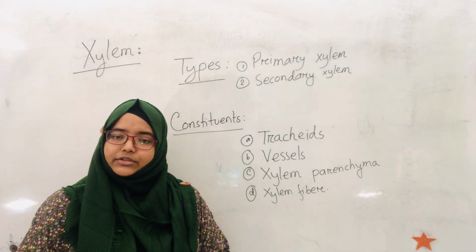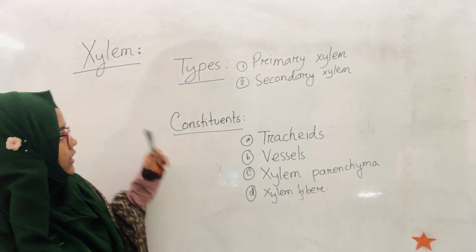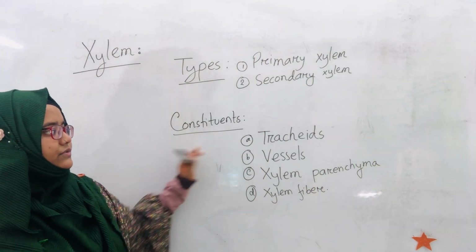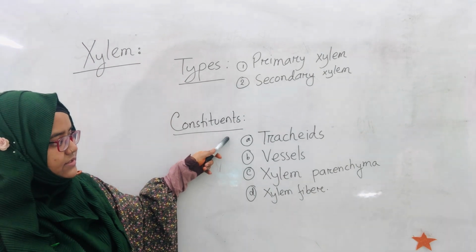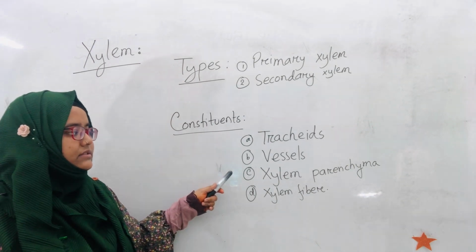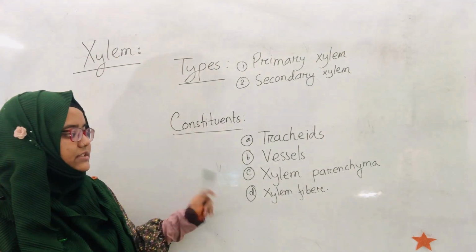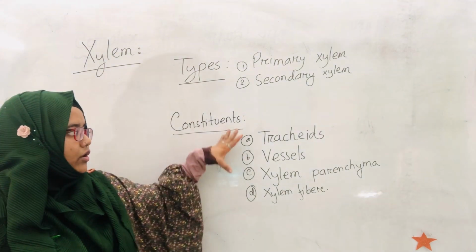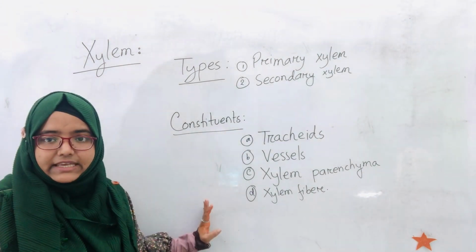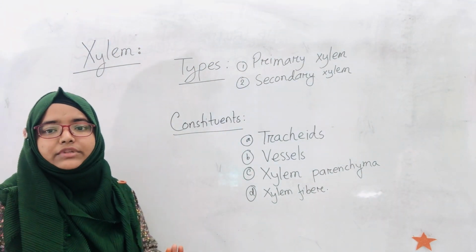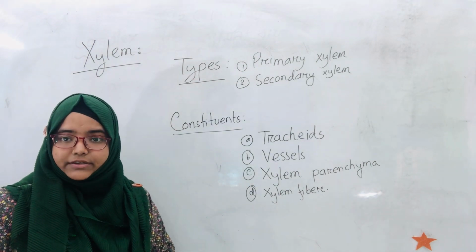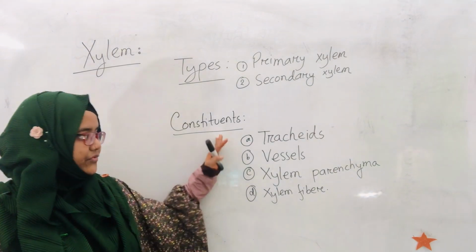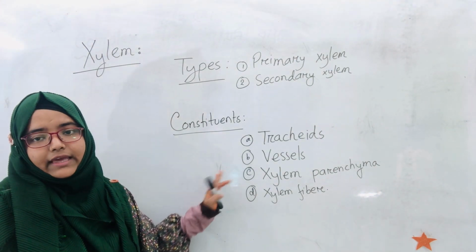Now, if we talk about the constituents of xylem, xylem is mainly composed of these four types of cell. First one is tracheid, second vessel, third is xylem parenchyma and fourth is xylem fiber. And combining these four types of cell, they do the function of xylem and help to conduct the water and minerals to different parts of the body. Now we will see their figure and we will know how they look like and what the details are.